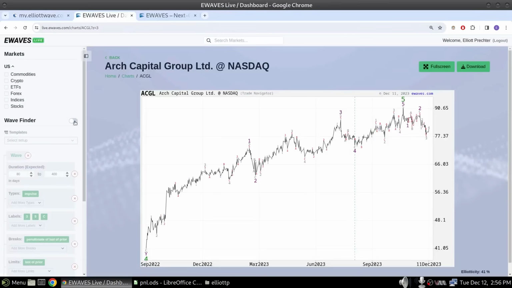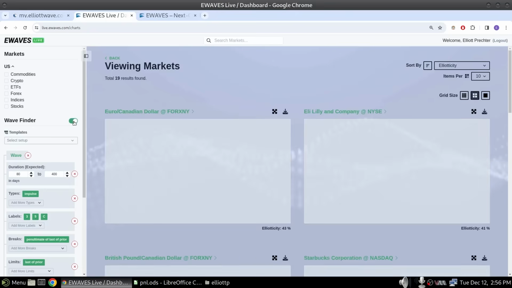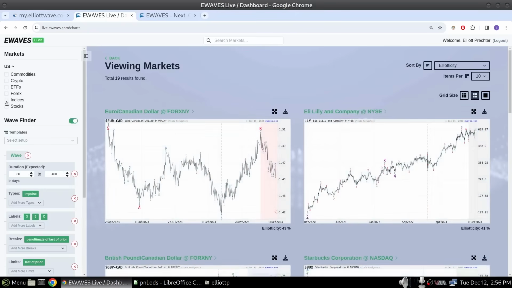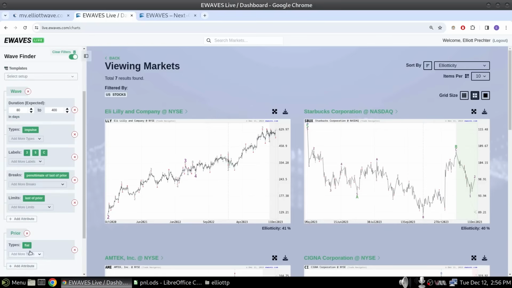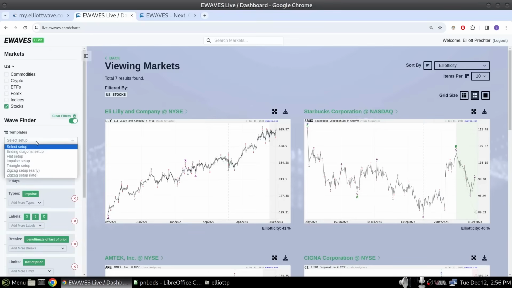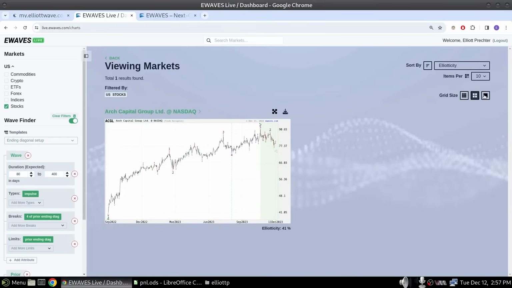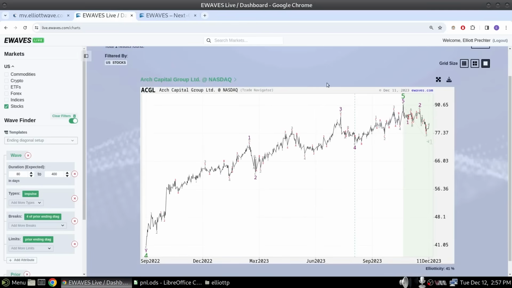So let's go to the Wave Finder, let's turn it on, and let's narrow down our markets to just US stocks. Okay, and then let's select a Wave Finder template. I don't remember what template this is set to. I believe this was set to trade flats. But let's look at ending diagonals. Click that, and lo and behold, there's our ACGL group.